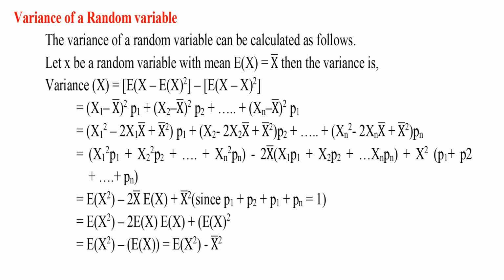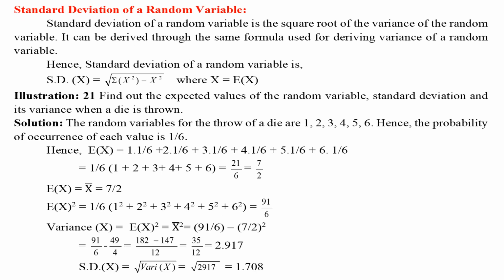Variance of x equals E(x²) minus [E(x)]². Standard deviation of a random variable is the square root of the variance of the random variable. It can be derived through the same formula used for deriving variance of a random variable. Hence, standard deviation of a random variable, SD(X), equals the square root of Σx² minus x̄², where x̄ equals E(x).